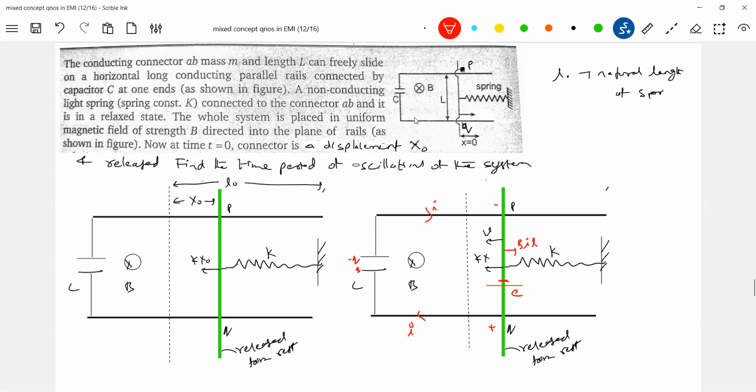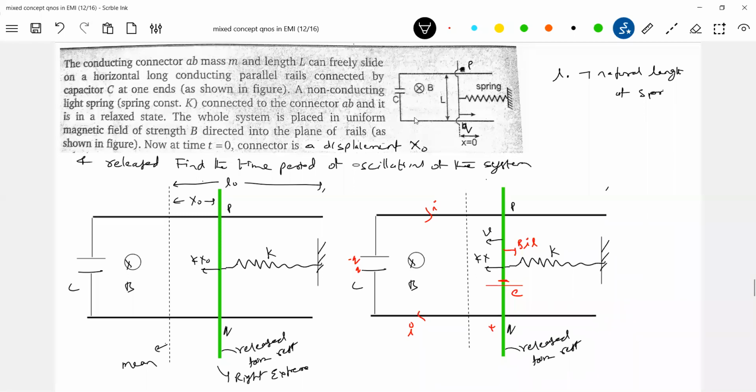This is the right extreme. This will be the mean position. What we have is a right extreme, and what I'm giving is an intermediate position. Okay, let's write the equation for this. We know there is no resistance here. Look at the entire problem: there's no resistance in the circuit.